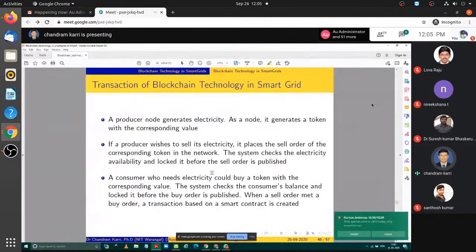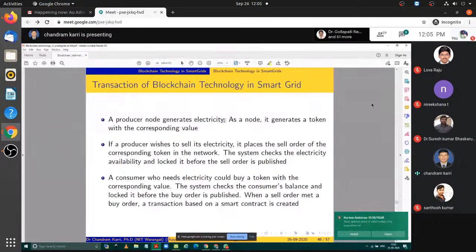Another aspect is transaction. How the transaction takes place. Here, the producer node generates electricity. Producer node in the sense, one node is assigned to the supplier. So what is his job? He will generate based on the requirement.